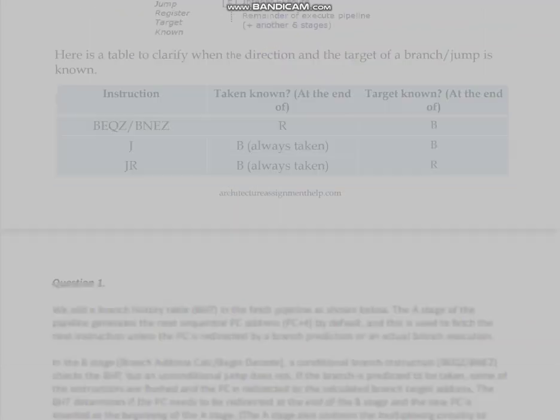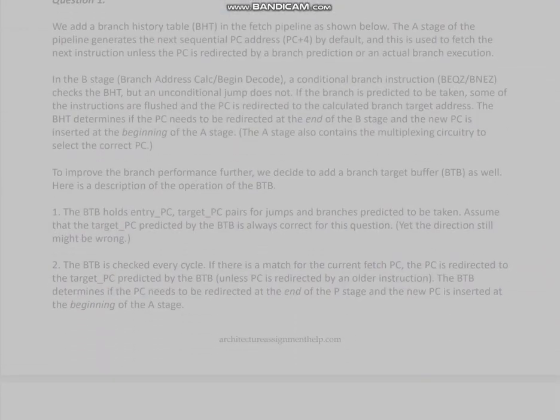Question 1. We add a branch history table, BHT, in the fetch pipeline as shown below. The A stage of the pipeline generates the next sequential PC address, PC+4, by default, and this is used to fetch the next instruction unless the PC is redirected by a branch prediction or an actual branch execution.